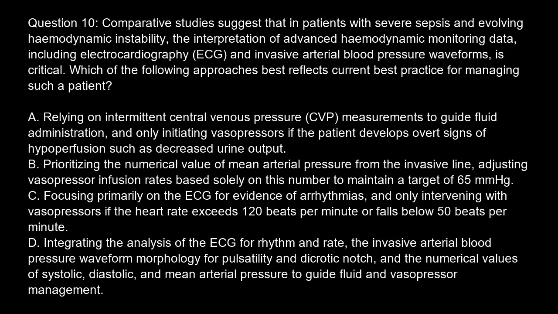Option C. Focusing primarily on the ECG for evidence of arrhythmias, and only intervening with vasopressors if the heart rate exceeds 120 beats per minute or falls below 50 beats per minute. Option D. Integrating the analysis of the ECG for rhythm and rate, the invasive arterial blood pressure waveform morphology for pulsatility and dicrotic notch, and the numerical values of systolic, diastolic, and mean arterial pressure to guide fluid and vasopressor management.